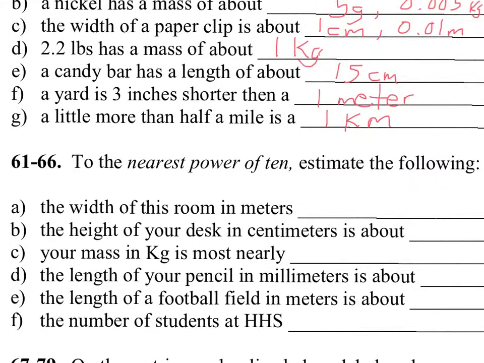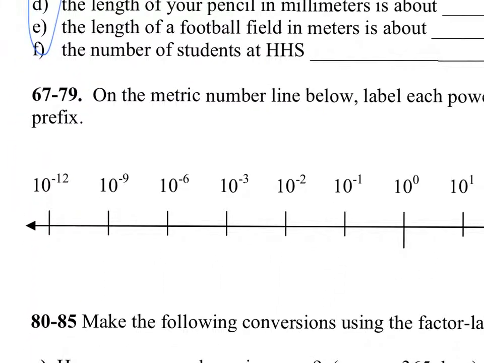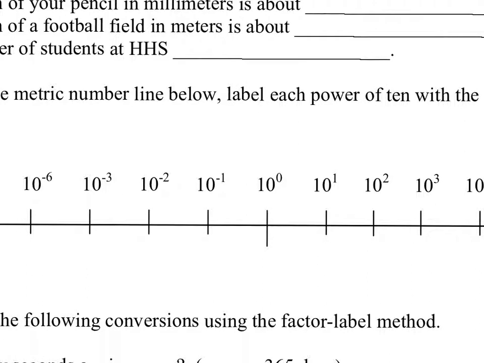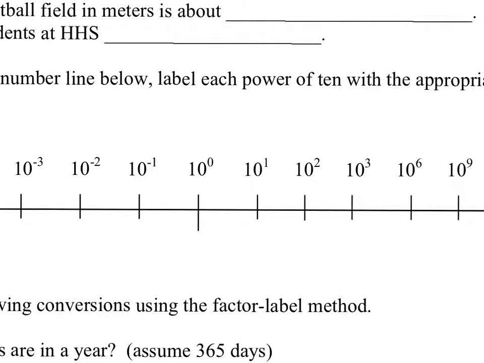Now let's move on down. Of course, these right here are homework problems, so I'll leave you to do them. And on this number line, if you wanted to practice, this is not a homework problem, but 10 to the 0, it says label each power of 10 with the appropriate prefix. Well, right here, there is no prefix for 10 to the 0. This would be whatever the base unit is. So if you were talking about meters, that would be 1 meter. If you were talking about mass, it would be 1 kilogram.